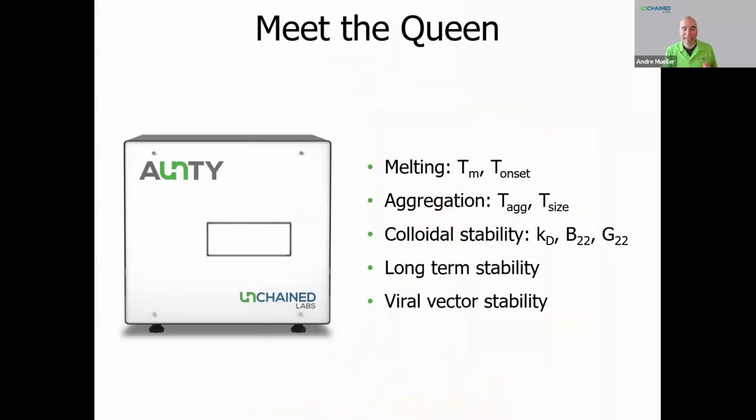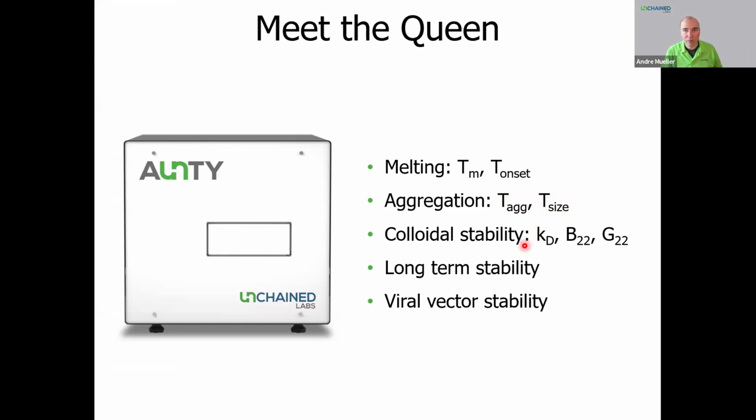We can look at all aspects of it. We can look at melting stability in the thermal gradient, look at the onset of melting and the half point of melting, TMs and the T onsets by fluorescence. We can look at the aggregation of our sample, the T-ag, the T-size. T-ag is, of course, based on SLS, T-size being based on DLS, and we can look at the colloidal stability to make predictions about long-term behavior.